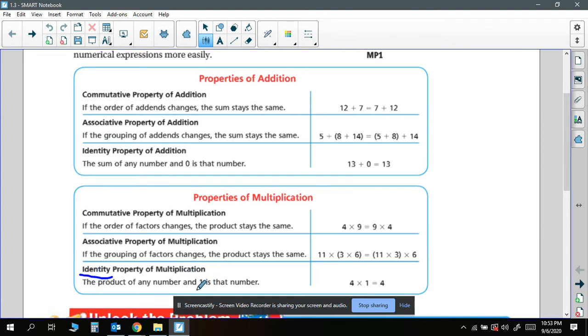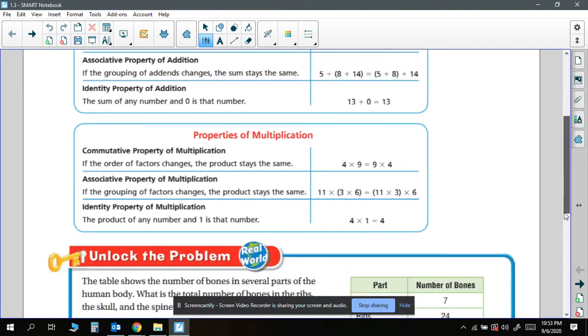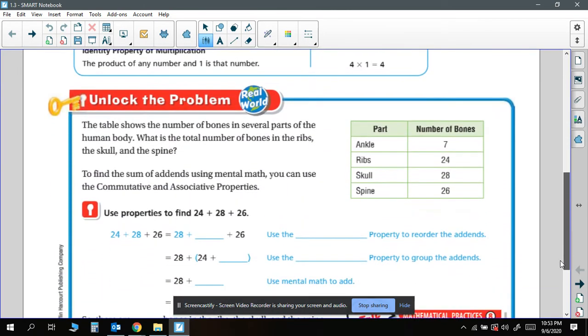Now, if you notice, now we're using 1 instead of the 0 like we did in the identity property of addition. So the identity property of multiplication: the product of any number and 1 is that number. So you have 4 times 1, that's going to equal 4. If I have 4,300 times 1, it's going to equal 4,300. Okay, so it's that number. Anything times 1 is that number.